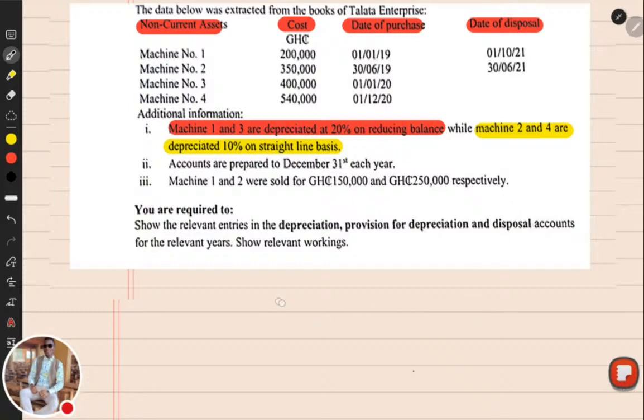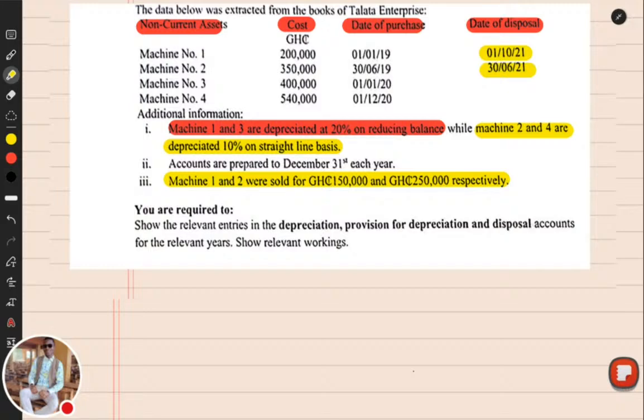It says accounts are prepared to December 31st each year. That is when the company's financial statement is prepared. Then machine 1 and 2 were sold, so we have an issue coming up. Machine 1 and 2 were sold for 150,000 and 250,000 respectively, and we have the dates of disposal here. When we get there, we'll see how we treat the disposal of an asset.